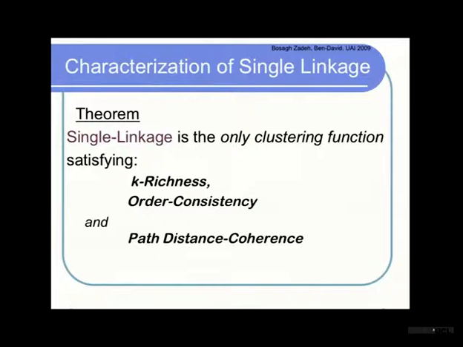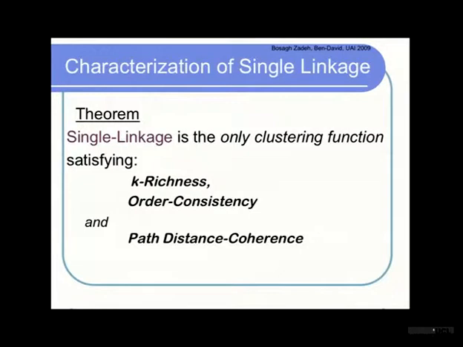And now it turns out that if you want to have K richness, that is, you fix K and you want to get all possible clusterings into K, and you want to have order consistency, you're only dependent on the ordering, but not upon the values of distances, and to have path distance coherence, then the only clustering function that satisfies those 3 properties is single linkage. The simplest clustering algorithm just sequentially merges the 2 closest clusters.